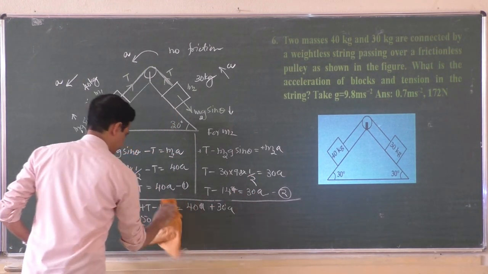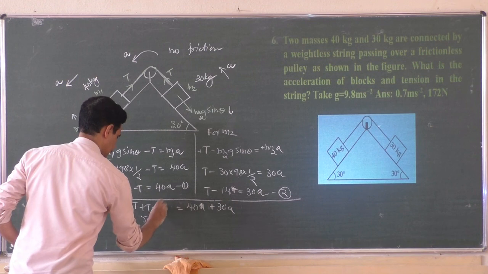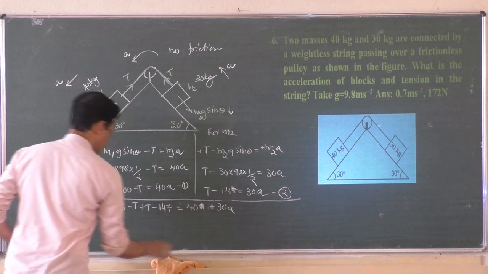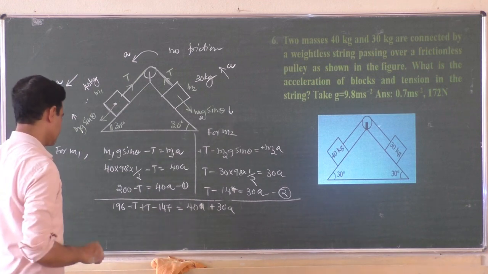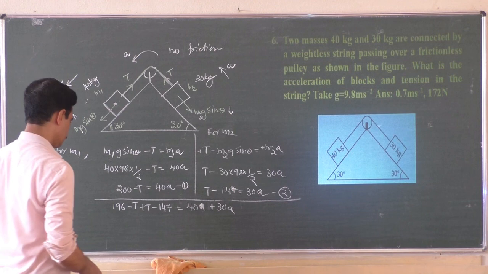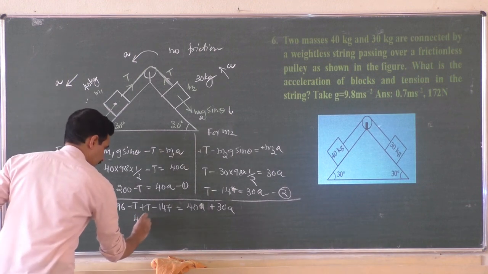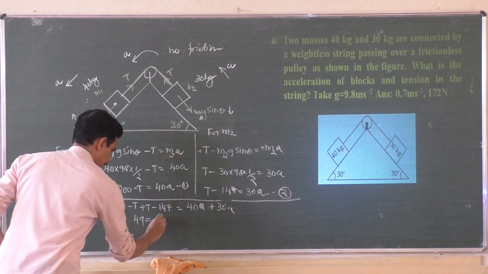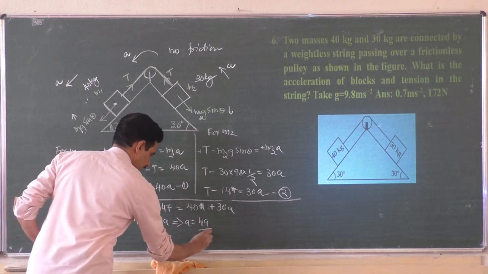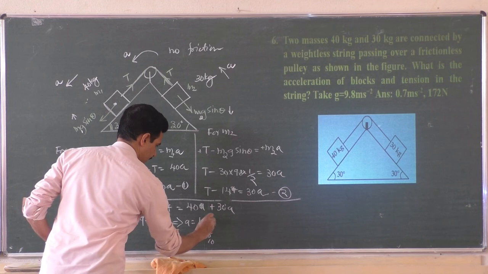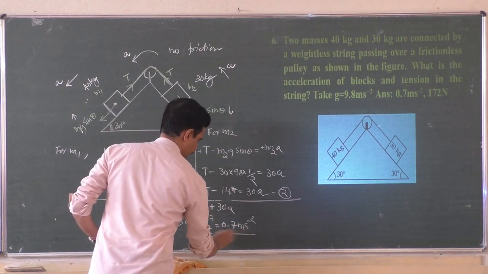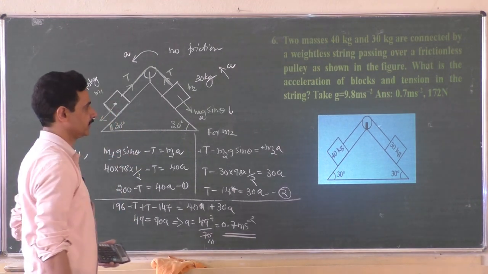196 minus 147 remains. What is 196 minus 147? It is 49. Yes, 49 is equal to 70A. That implies A is equal to 49 by 70. 7 sevens are 0.7 meter per second square. So it moves with an acceleration of 0.7 meter per second square.